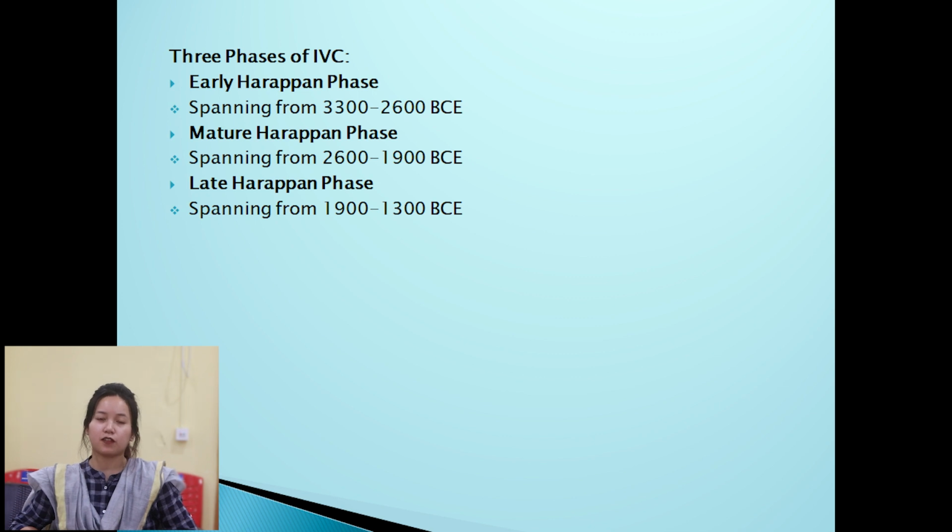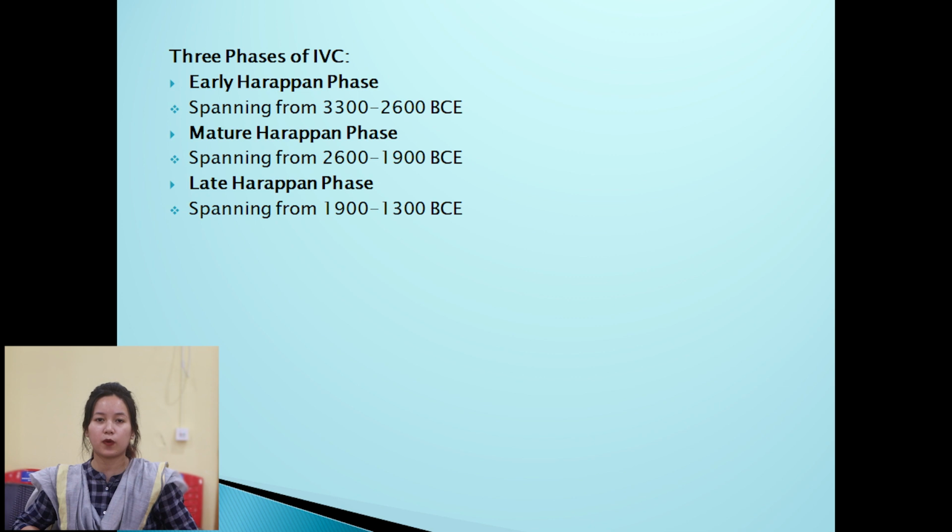There are three phases of the Indus Valley Civilization. The first phase was the early Harappan phase, followed by the mature Harappan phase, and the last phase of the Indus Valley Civilization was the late Harappan phase. The decline of the Indus Valley Civilization happened during the late period of the Harappan phase.